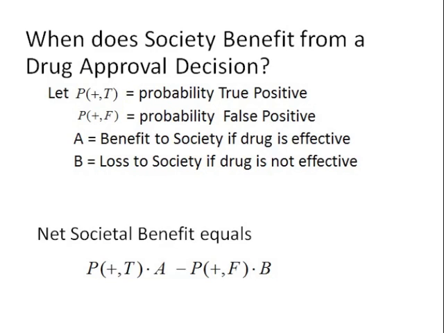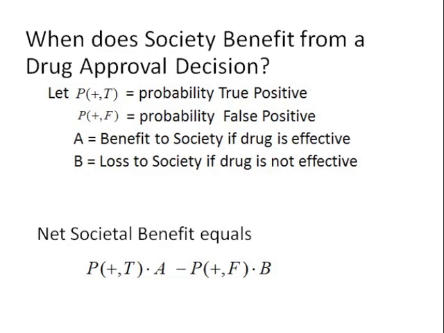So with this notation, we can write the net societal benefit as we have here at the bottom of the slide. It's the probability of a true positive times A minus the probability of a false positive times B. This quantity represents the expected benefit to society if such a drug is approved. We will construct a measure of evidence that captures how the results from a study affect this quantity.